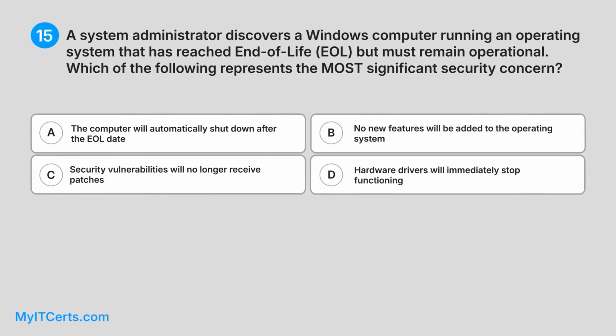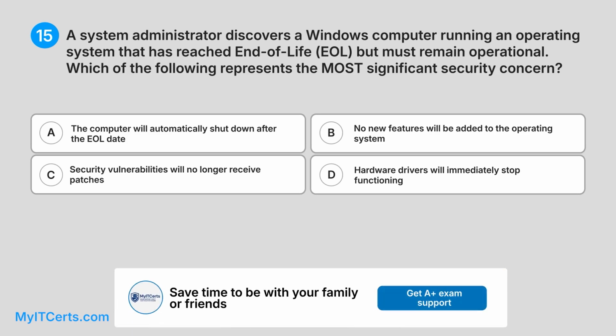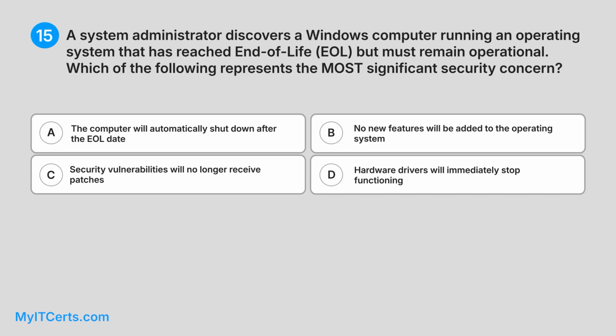15. A system administrator discovers a Windows computer running an operating system that has reached end of life, EOL, but must remain operational. Which of the following represents the most significant security concern? A. The computer will automatically shut down after the EOL date. B. No new features will be added to the operating system. C. Security vulnerabilities will no longer receive patches. D. Hardware drivers will immediately stop functioning.